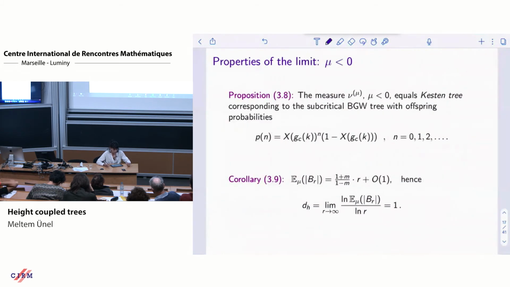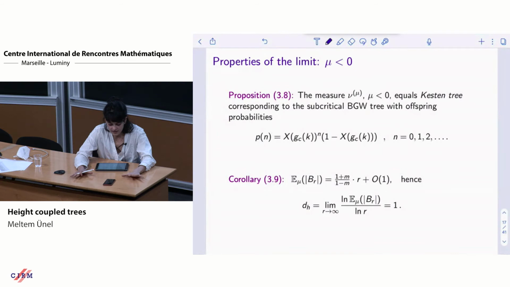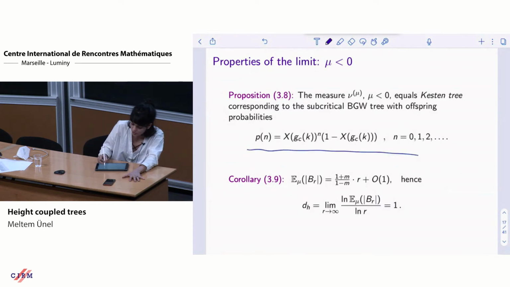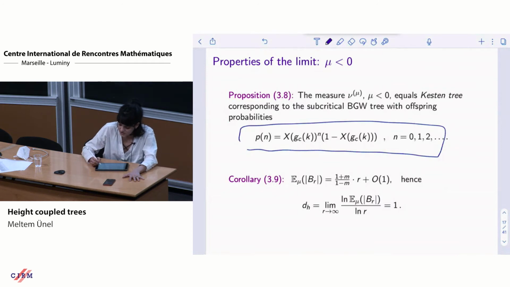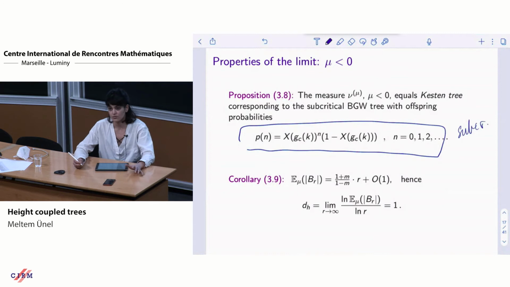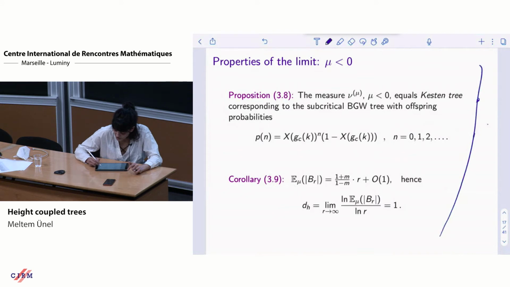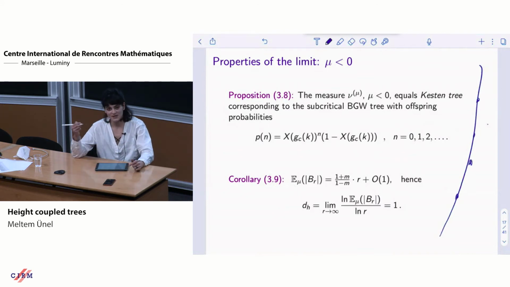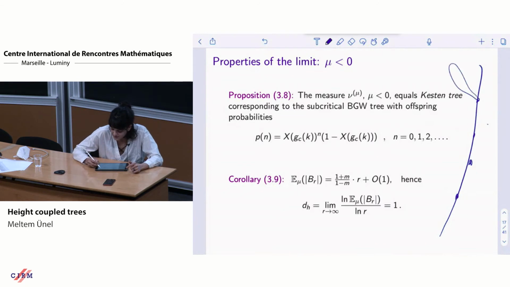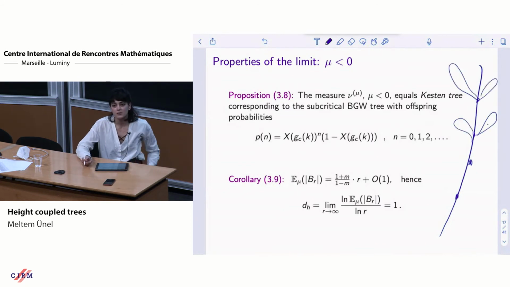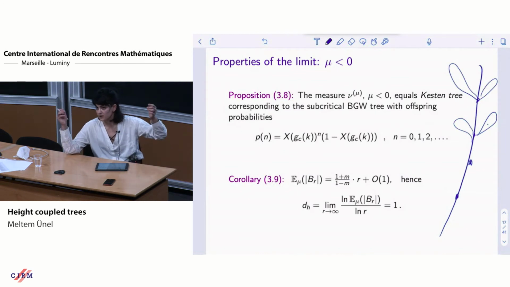Okay, so now the result is that the measure that I found for mu smaller than 0, as the weak limit of finite size height-weighted measures, is actually the Kesten tree with the branching probabilities given as this, and this generates a subcritical branching process. So what I will have, as I just said but let me repeat, is an infinite spine and independently distributed subcritical Bienaymé-Galton-Watson trees that are attached on both sides of the spine.